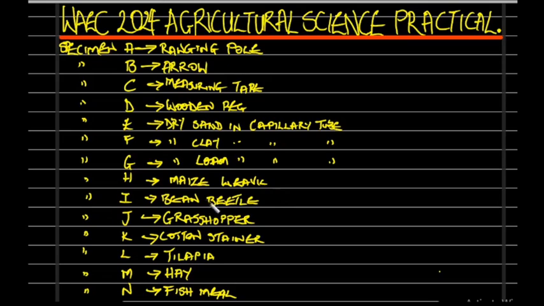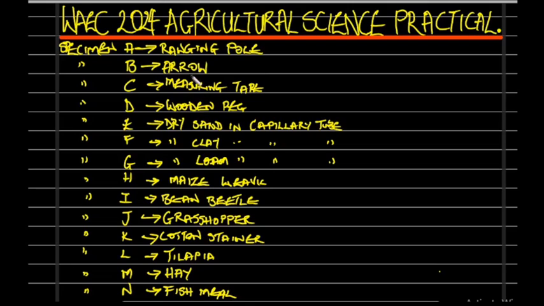Specimen I is the bean beetle. The specimen J is grasshopper, while we have specimen K to be cotton stainer. Specimen L is tilapia. Specimen M is hay, and the last one, which is specimen N, is the fish meal.